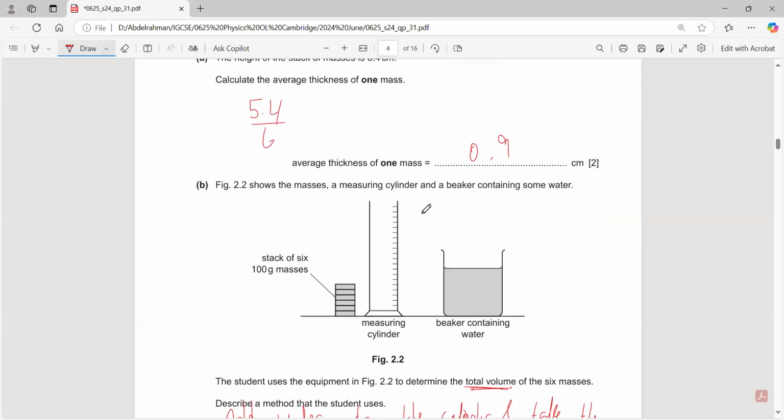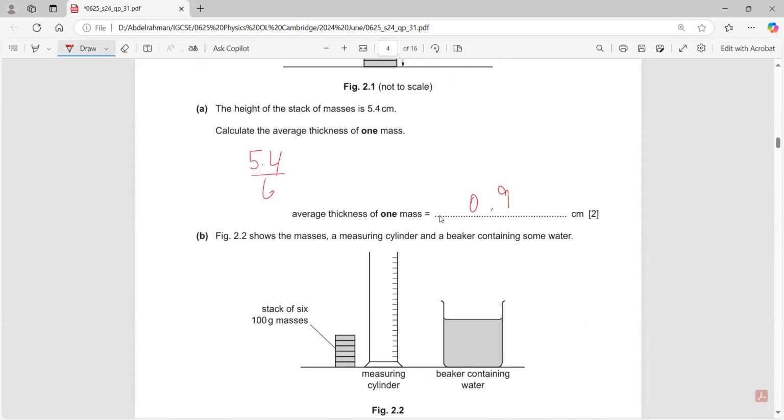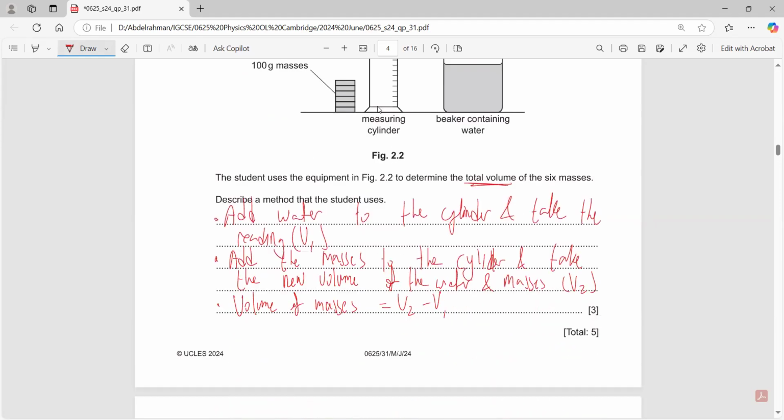Basically, in A, what we did was find the average thickness of one mass. He does not want to find the mass. He's finding the average thickness of one mass. So I found the total thickness, which is 5.4, divided by the number of masses, which is 6. So 5.4 divided by 6 is 0.9. In B, all we did was find the volume, because we can consider it to be an irregular shape, even though it's not an irregular shape. But anyway, finding the volume by the displacement method, adding some water and then adding the masses, then finding V2 minus V1, is a very popular question. We have it a lot in paper 3.